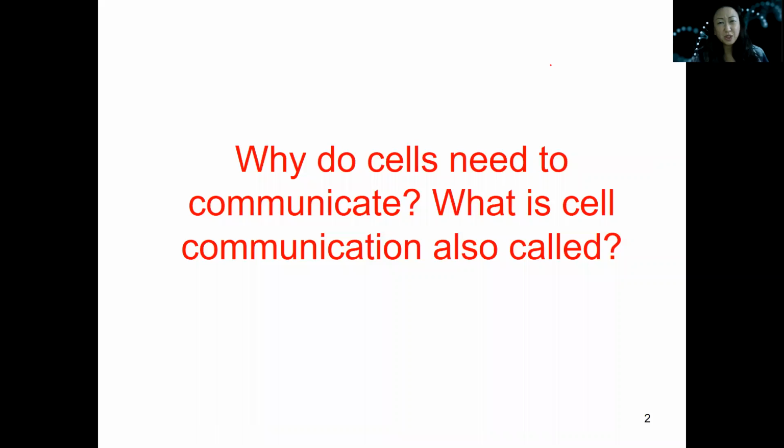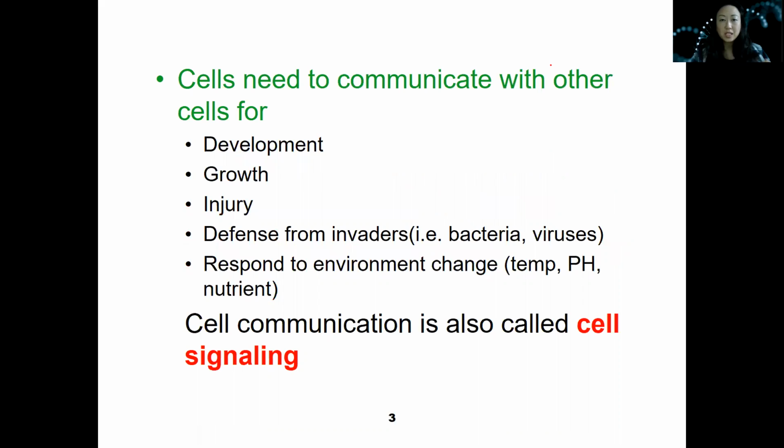First of all, let's think through, well, why do they need to talk? What if they don't talk? Okay, and what is the scientific name for cell communication? So the reason for cells needing to communicate with each other is so they know how to act around each other.